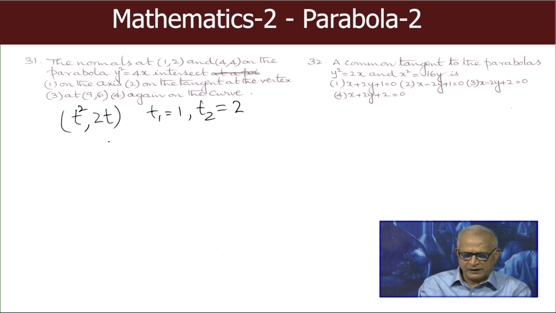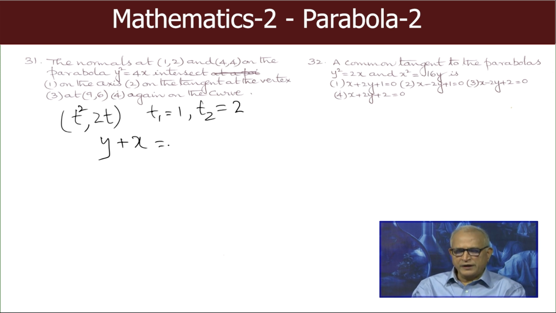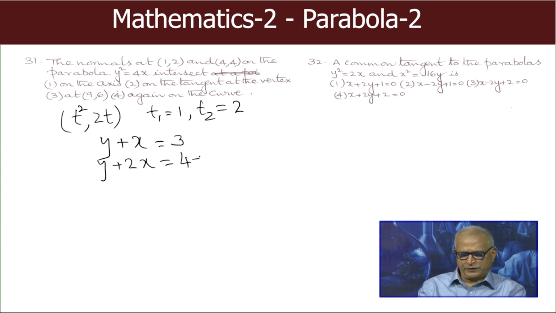Normal at t1 is y plus tx equal to 2at plus at cubed. So 2t plus t cubed, a is 1 here, t1 is 1, so that is therefore 3. Normal at the point t2 equal to 2: y plus 2x equal to 2t, 4, plus t cubed, 8, that is equal to 12.